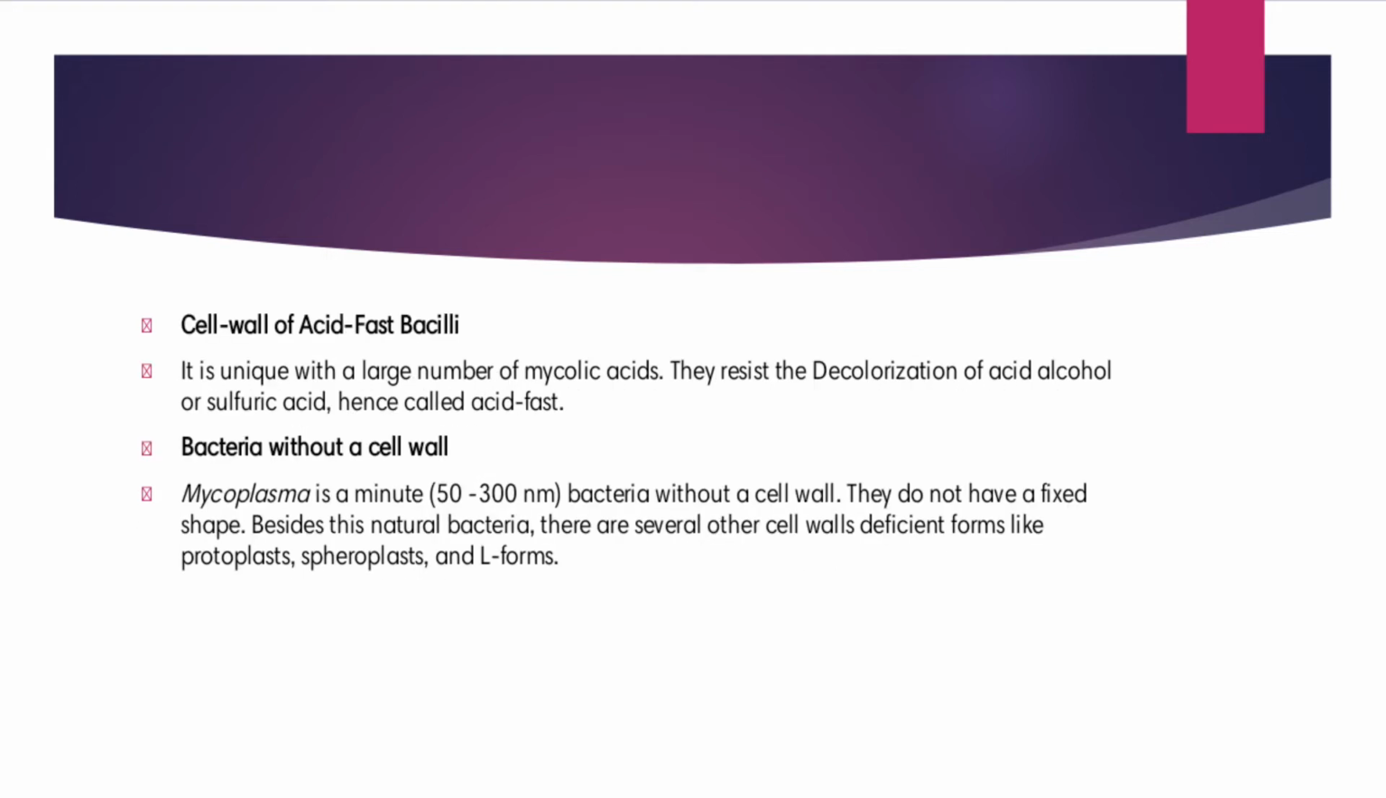Next, we can go for the cell wall of acid-fast bacilli. It is unique with a large amount of mycolic acid. They resist decolorization by acid alcohol or sulfuric acid, hence called acid fast. Bacteria without a cell wall: mycoplasma is a minute bacterium without a cell wall. They do not have a fixed shape. Besides mycoplasma, there are several other cell wall deficient forms like protoplast, spheroplast, and L forms.